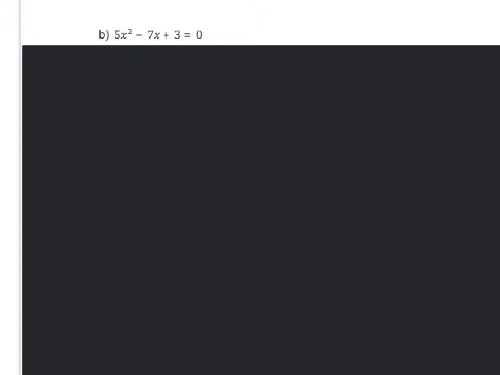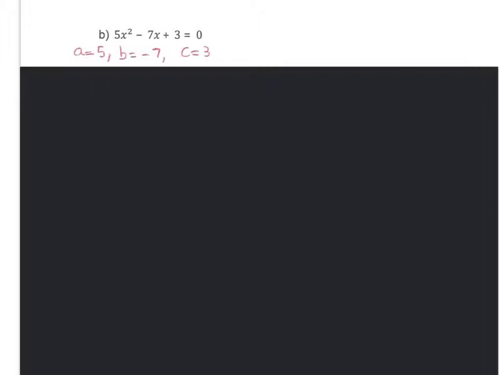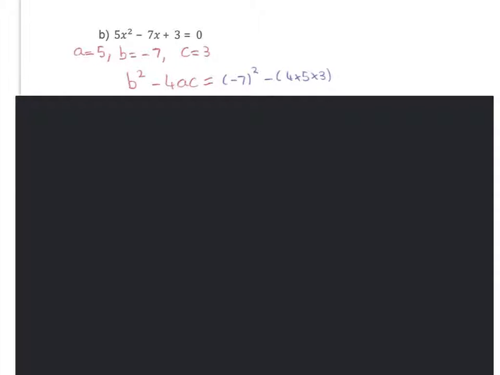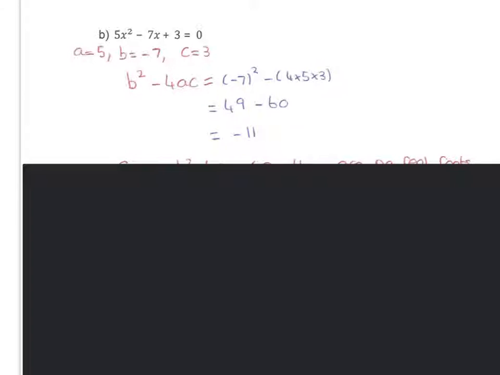In part B, we're going to be doing exactly the same thing that we did with part A. So for our discriminant, b squared minus 4ac, a is 5, b is negative 7, and c is 3. Filling that in, we get minus 7 squared minus 4 times 5 times 3, which works out to 49 take away 60, which ends up being minus 11.